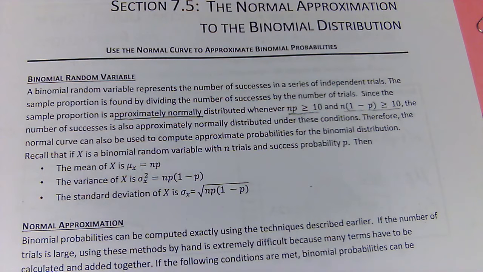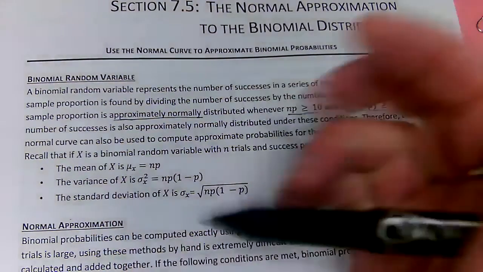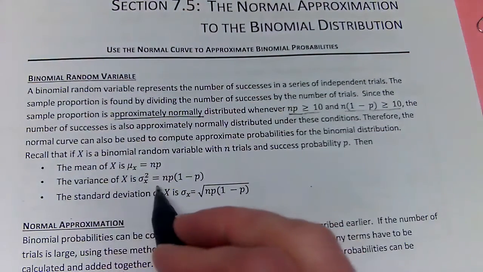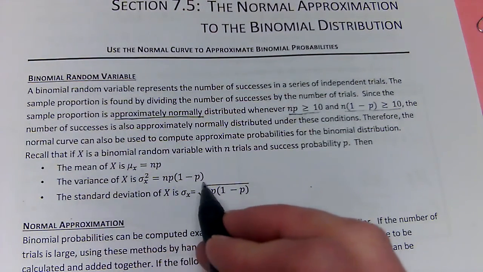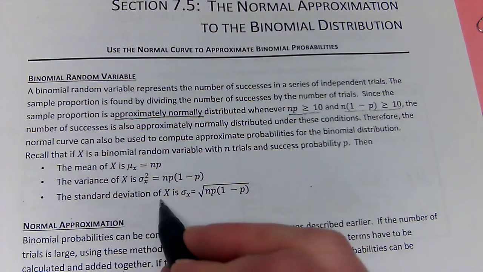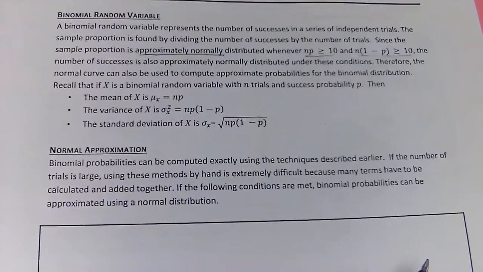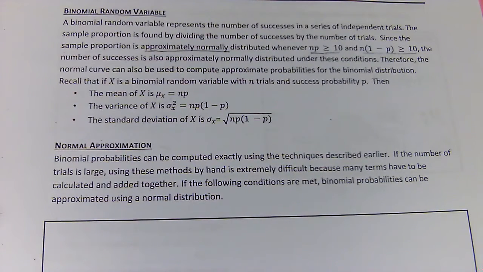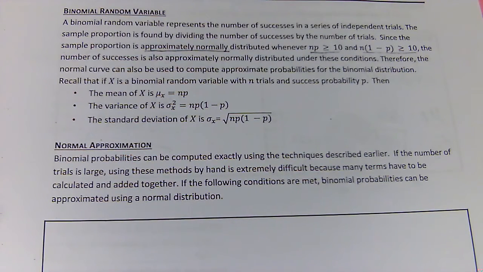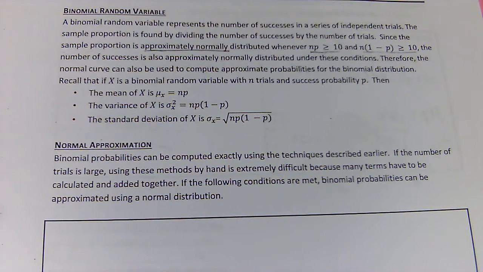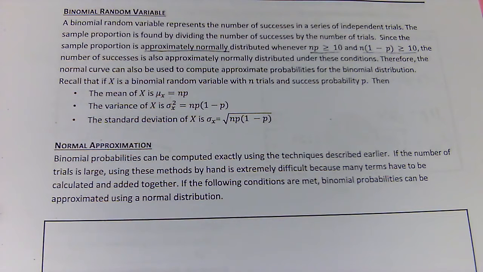So recall that for binomials, the mean was found by n times p. The variance was n times p times 1 minus p. And the standard deviation was the square root of my variance. Now, of course, we can always still use the binomial feature to get the exact probability. But what if we want to approximate it with a normal distribution? That's what we're going to look at today.